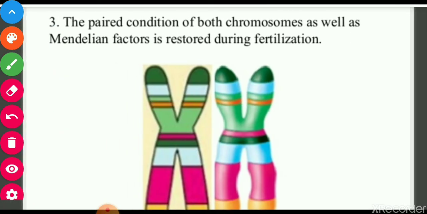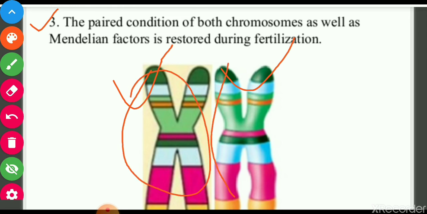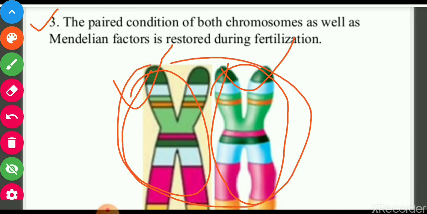Third one: the paired condition of both chromosomes as well as Mendelian factors is restored during fertilization. So see, this is a gamete and this is also a gamete, containing 50% of the chromosomes in haploid condition, but whenever fertilization takes place, they combine and restore the previous condition again.